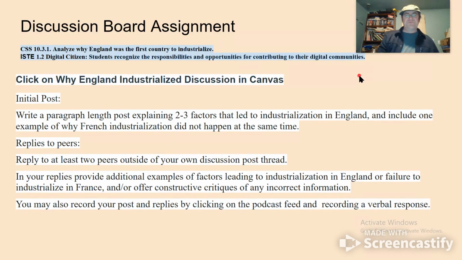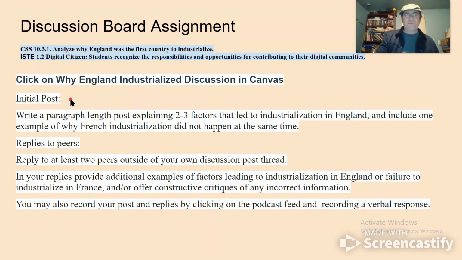Okay, we're going to have two assignments. The first one is a discussion board assignment. This is based on the substandard Analyze Why England Was the First Country to Industrialize and the ISTE standard Digital Citizen. So to find this assignment, click on Why England Industrialized Discussion under Assignments in Canvas.